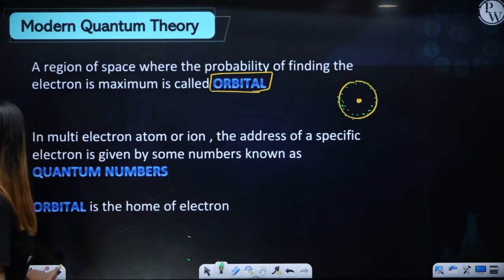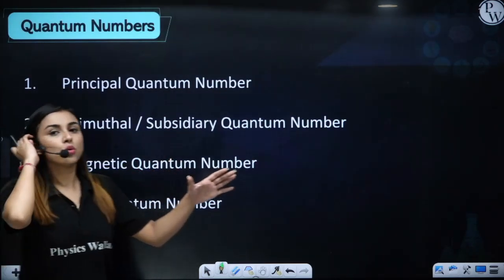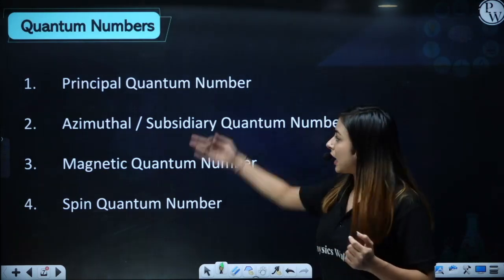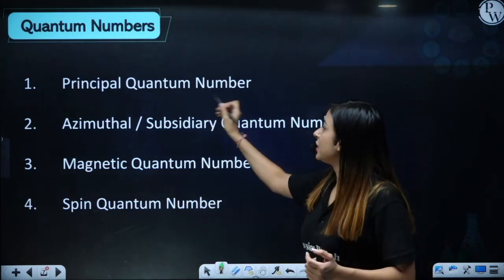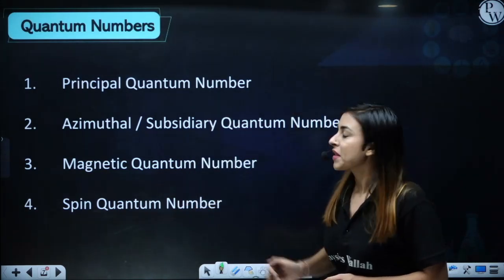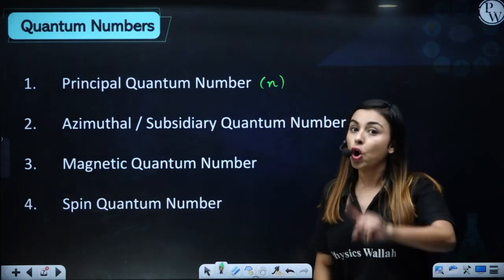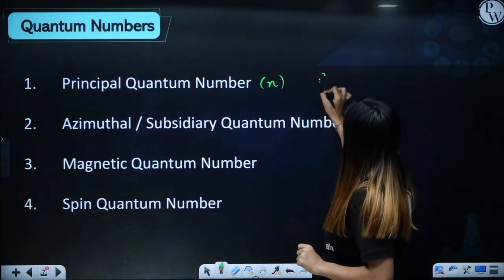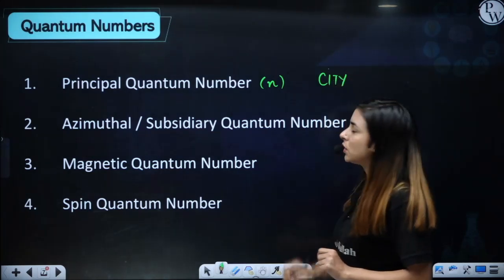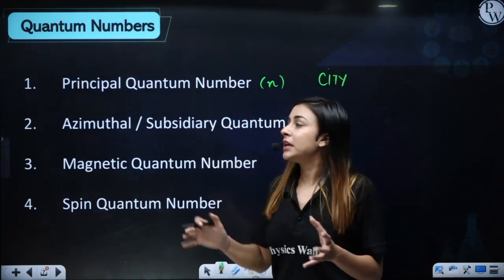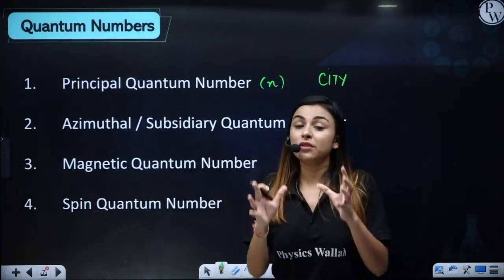Now let's move forward, my dear students. The four quantum numbers which actually define the house or the address of an electron are these. First is your principal quantum number, and it is denoted by N. Also, you can relate it to the city. So this means that your principal quantum number N will be your city.